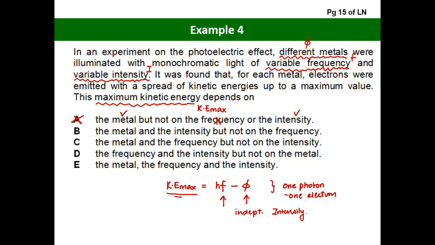And in B, is B wrong or right? Okay, so we see that B is also wrong, mainly because even though, yes, it depends on the metal, it tells us it's actually dependent on the intensity. Another statement is also wrong because it's dependent on the frequency, but it tells us it's not dependent on the frequency.